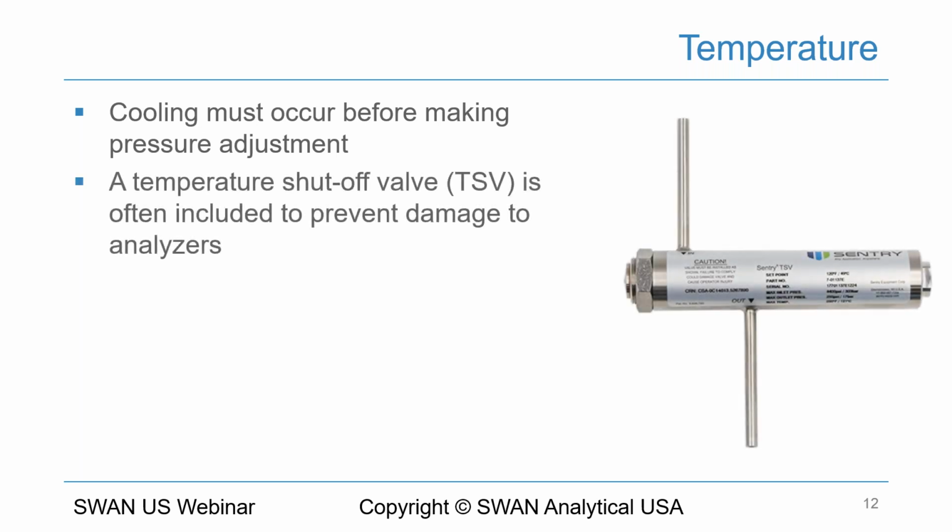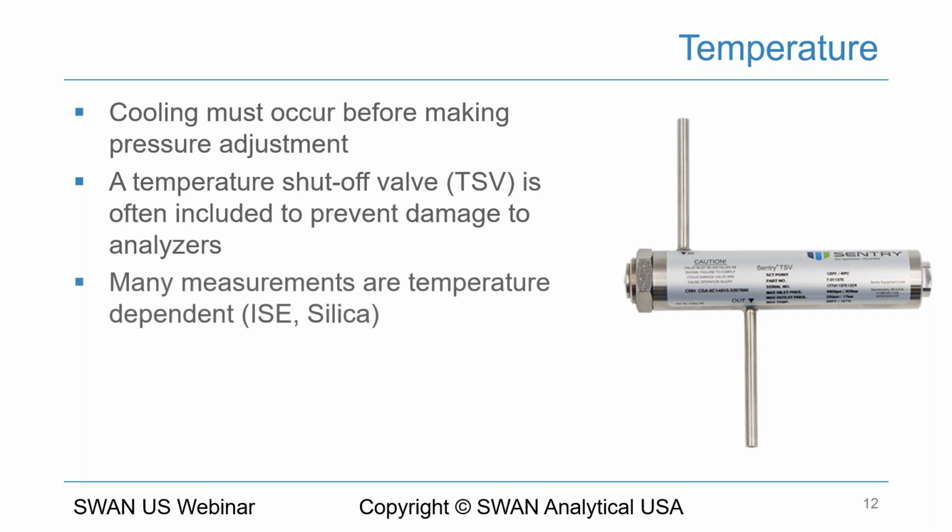Second thing is, we look at whether or not we need a temperature shutoff valve. This is basically a safety device so that if we were to lose cooling water to the cooler and the sample converted back to steam, the last thing we would want to do is have that steam go into the instrument and basically destroy it. So we design with that in mind.